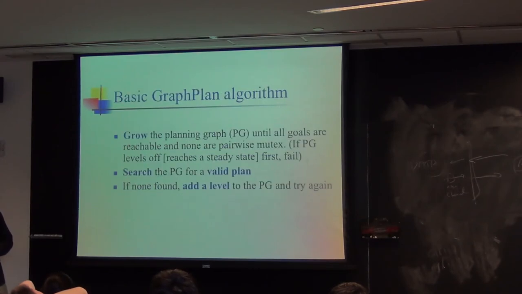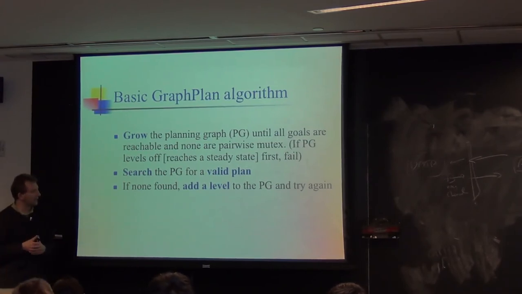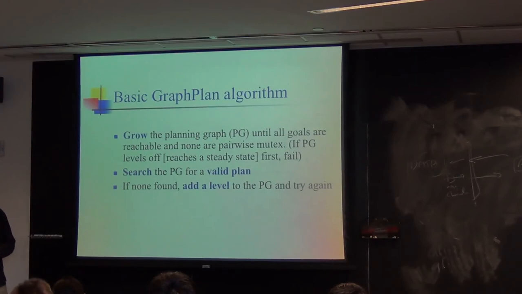Okay. So, as I said, the basic algorithm is to grow the planning graph until all goals are reachable and none are pairwise mutex. So there are no problems: you can get to it, you can find all these steps, you've ruled out all the mutex ones, and it's a consistent plan at that point. So you search the plan graph for the valid plan. If none are found, then add a level to the plan graph and try it again.